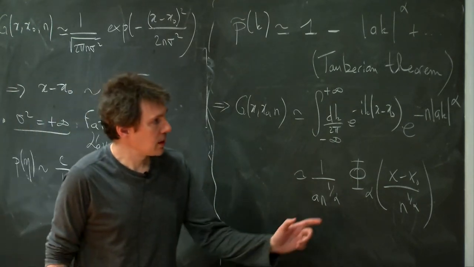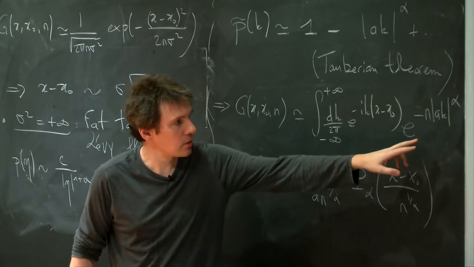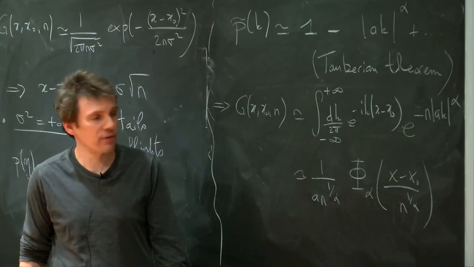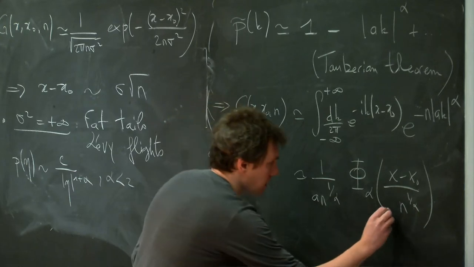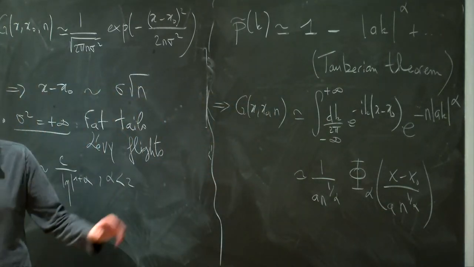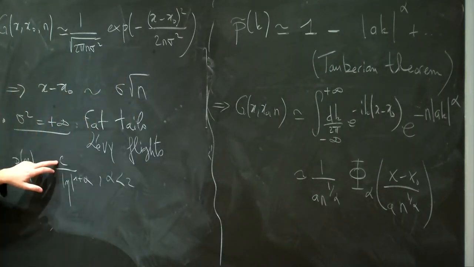So how do I do that? I just do the change of variable: nk to the power alpha is equal to nak to the power alpha, which is just q to the power alpha, and that will immediately introduce this scale there. There is a here, sorry. So this a is given here, and this a actually depends on the coefficient that you have here.